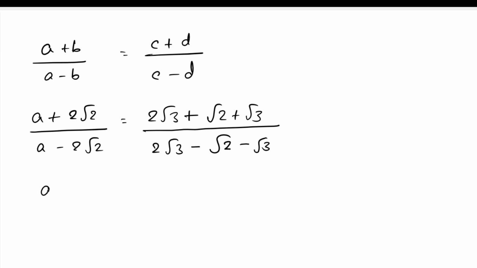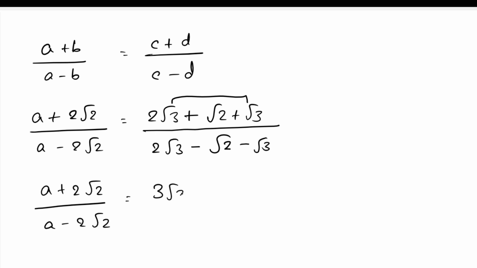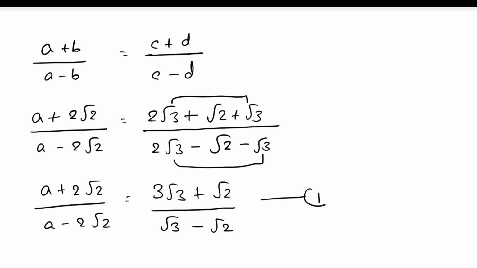So this will be A plus 2 root 2 divided by A minus 2 root 2 is equal to, now this 2 root 3 and root 3 I'm adding. So I'll get 3 root 3 plus root 2, divided by this 2 root 3 minus root 3. If I subtract, I'll get root 3 minus root 2. So let's keep this as equation 1.